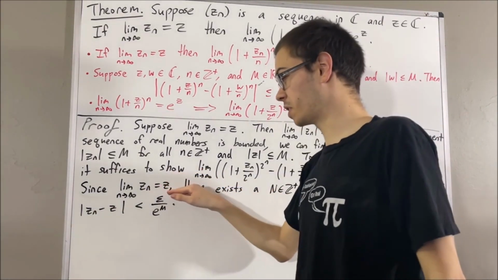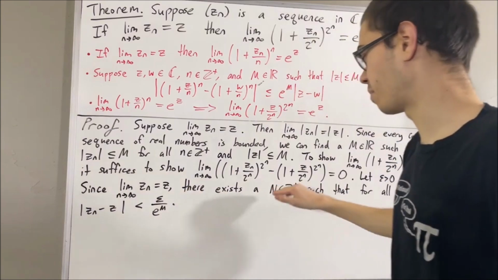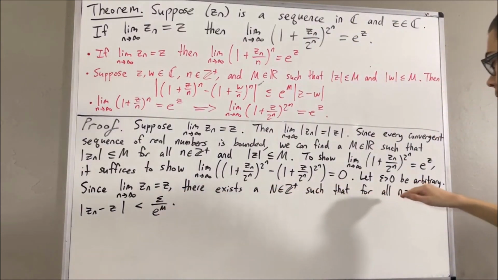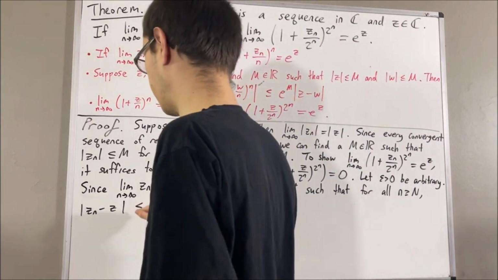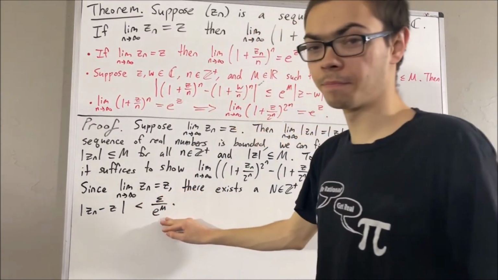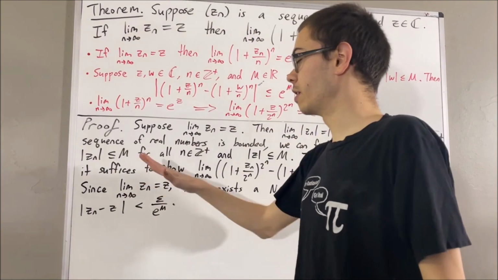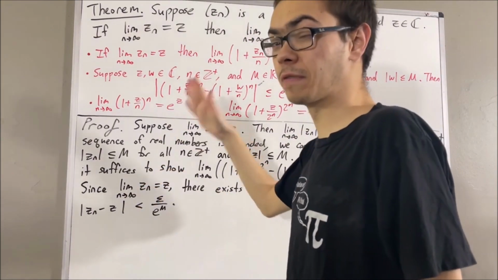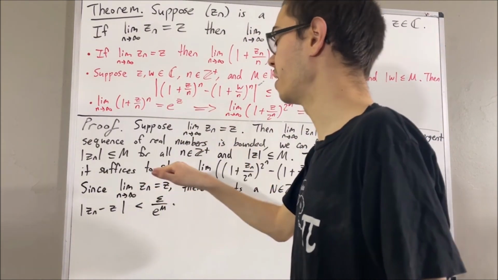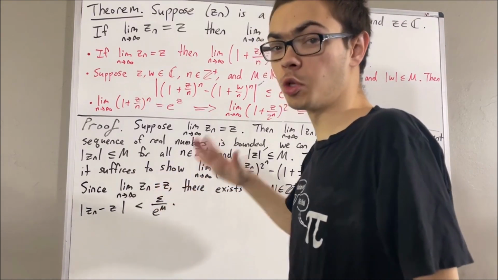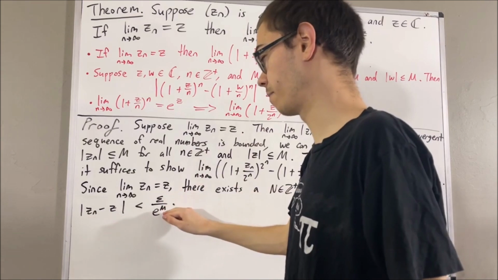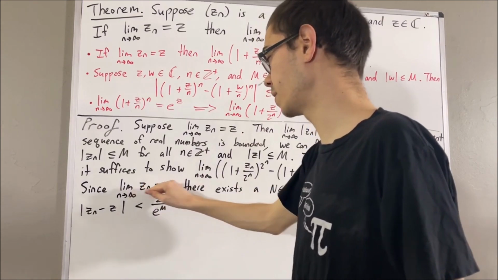Since Zn converges to Z, there must exist a positive integer capital N such that for all n greater than or equal to capital N, the absolute value of Zn minus Z is less than epsilon over e to the n. So all we've done here is apply the definition of the limit of a sequence, right? The definition of what it means for Zn to converge to Z, to the positive real number epsilon over e to the n, right? Because what does this mean by definition?